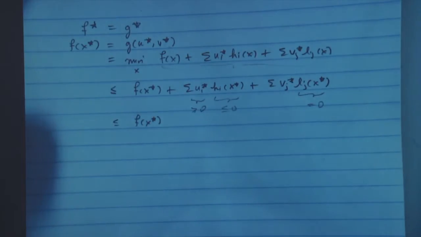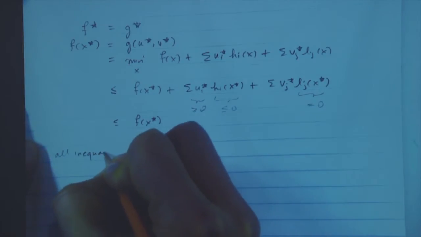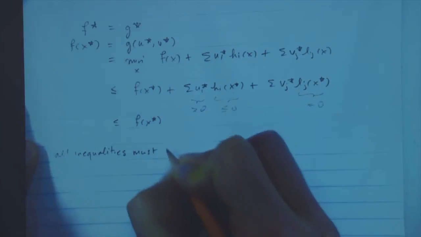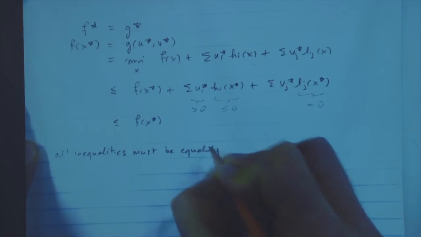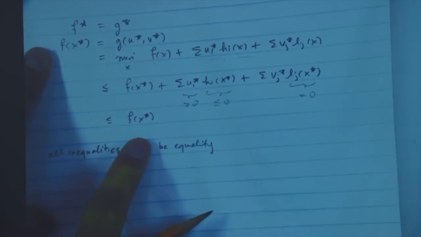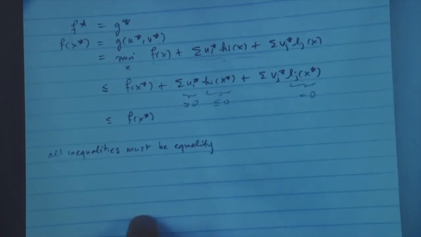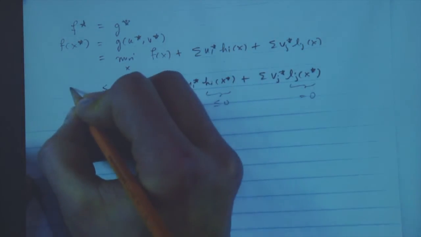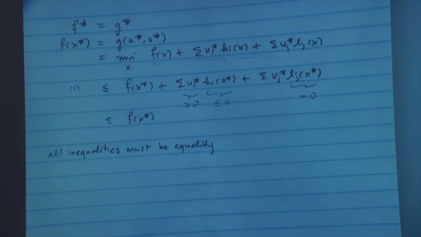So what does that mean? That means that all of these inequalities must be equalities, because I have equality between these two. So this cascade of inequalities, all of these must be equalities. So let's just label these one by one, and let's see what they imply.